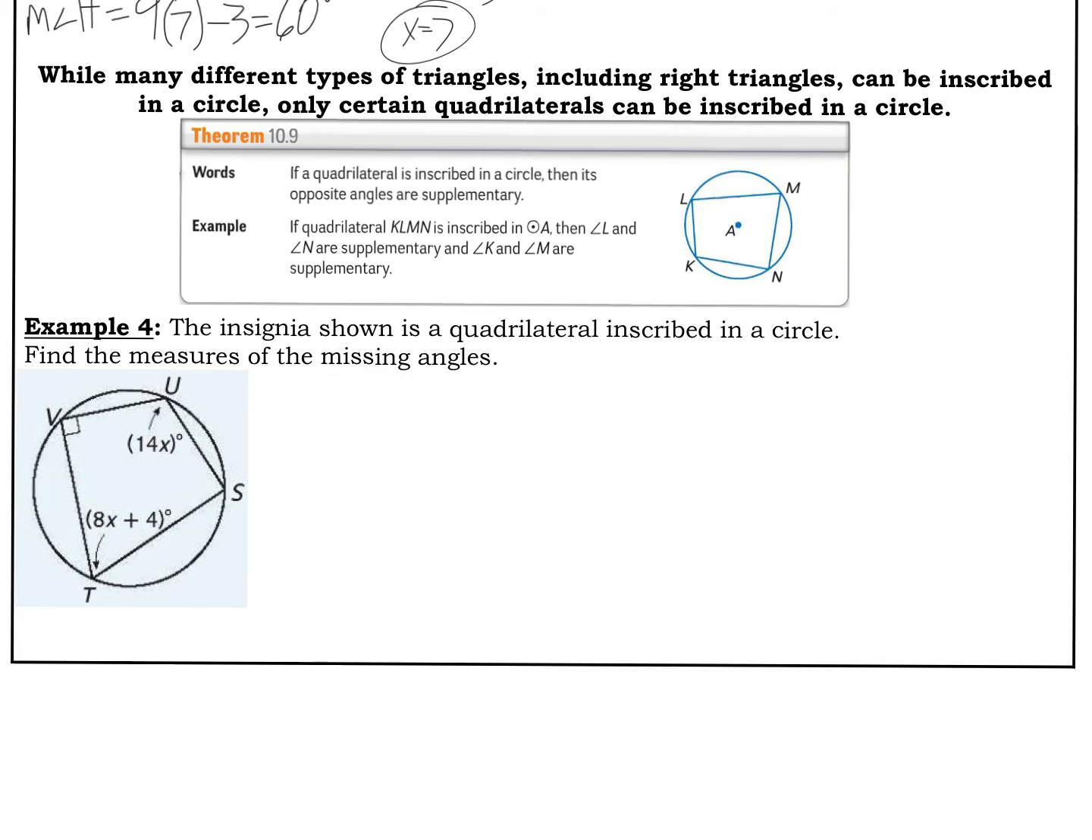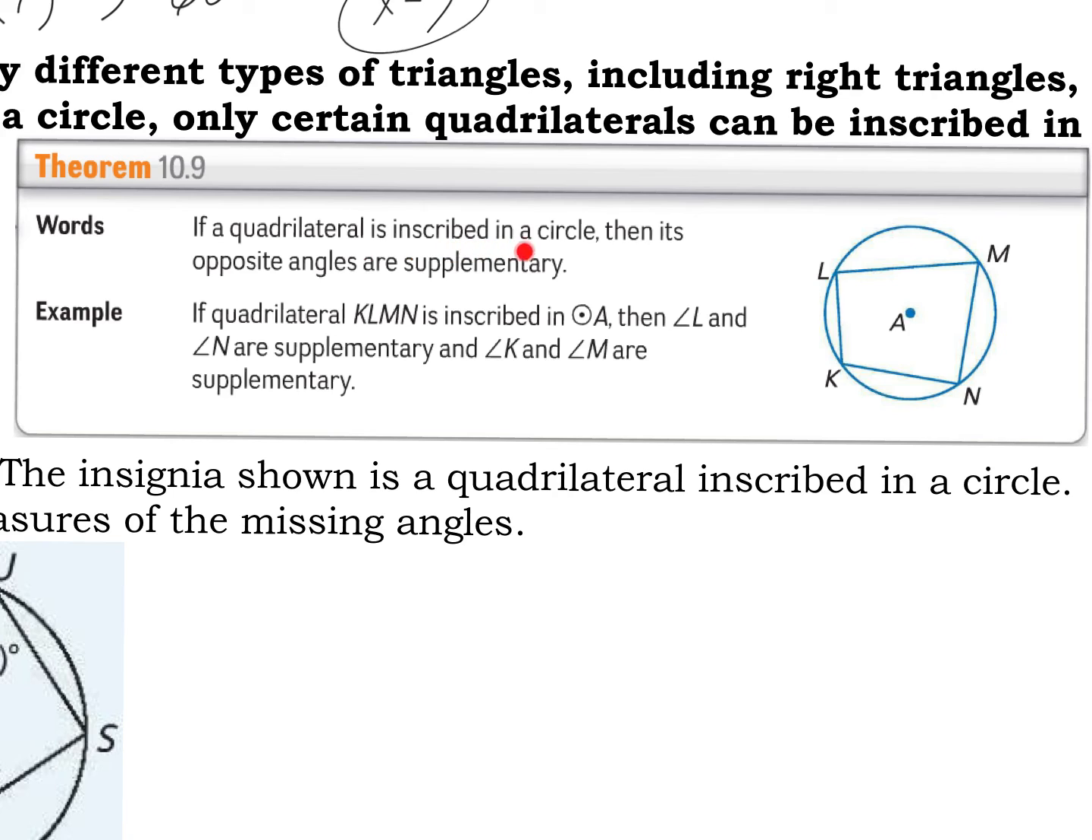This last property says that while many different types of triangles, including right triangles, can be inscribed in a circle, only certain quadrilaterals can be inscribed in a circle. If a quadrilateral is inscribed in a circle, then its opposite angles are supplementary. So, if quadrilateral KLMN is inscribed in circle A, then angle L and angle N are supplementary. What does supplementary mean to you? Remember, supplementary means they add up to 180 degrees. So if I add up L plus N, it'll equal 180.